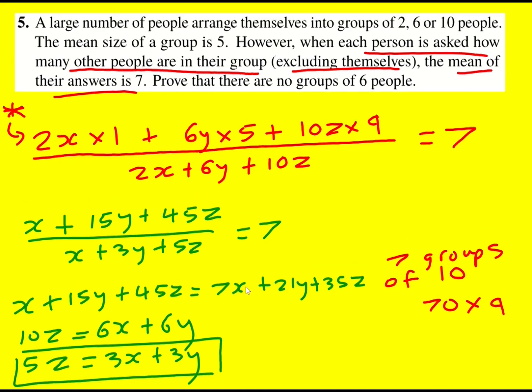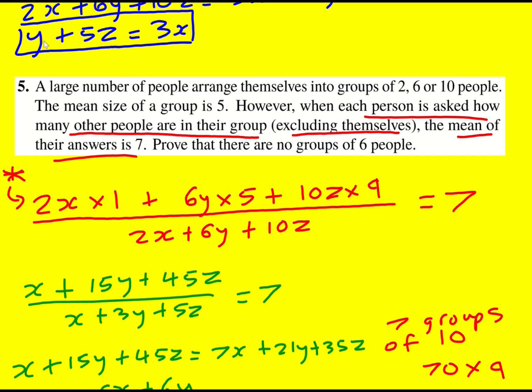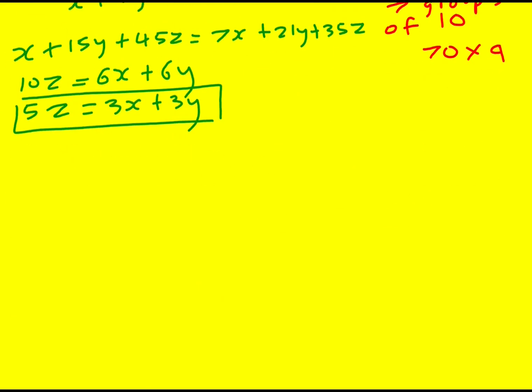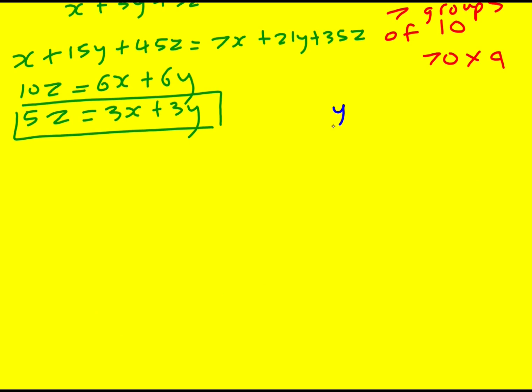Okay, so I've got this equation. Don't forget I've got this other equation. Y plus 5Z is equal to 3X. Let's write it down again, I think. Y plus 5Z is equal to 3X.